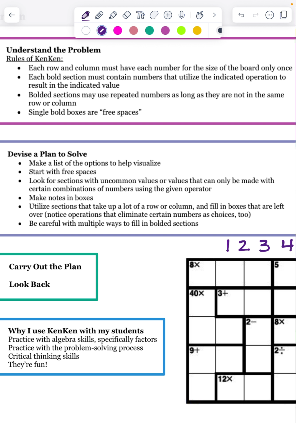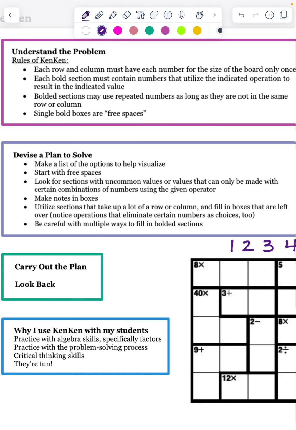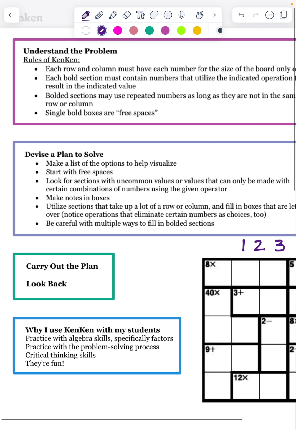Utilize sections that take up a lot of a row or a column, or a large portion of a row or column, and then fill in boxes that are left over. And while doing that, notice operations that eliminate certain numbers as choices. We'll see what I mean by that as I go through the puzzle. And be careful with multiple ways to fill in bolded sections, which I sort of mentioned a minute ago. So now that I've gone through that list of things that I think about as I plan to solve, now I'm going to show how I would carry out the plan and solve this specific puzzle.